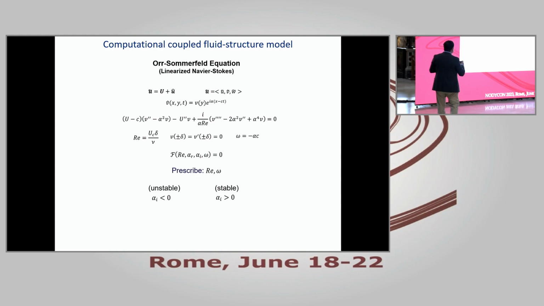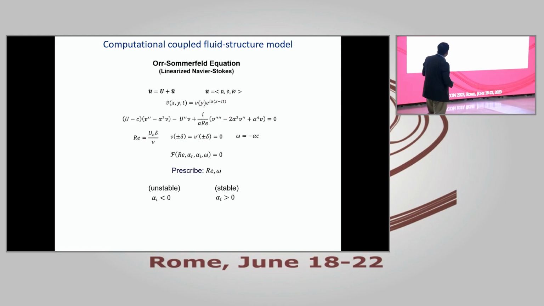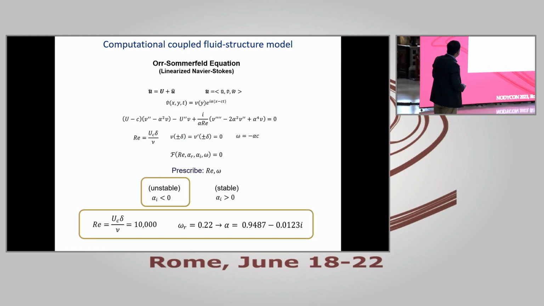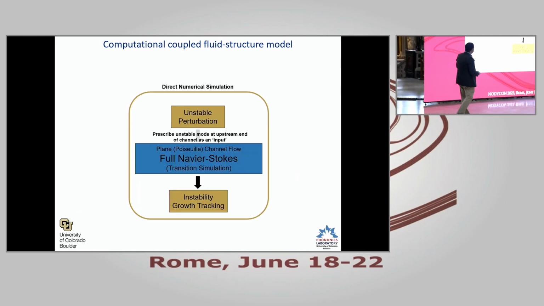So the first step, and I'll be quite quick, is just an eigenvalue analysis. For a given Reynolds number, you can get a frequency of interest. That'll be the instability we're interested in. We'll pick it, we'll apply it, then we'll run the simulation.